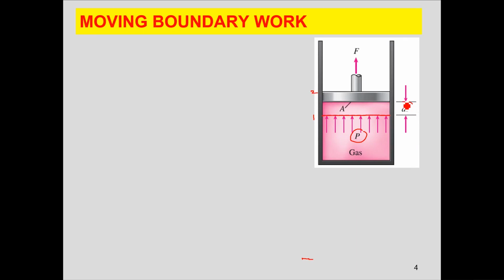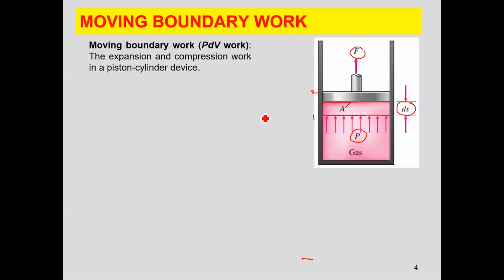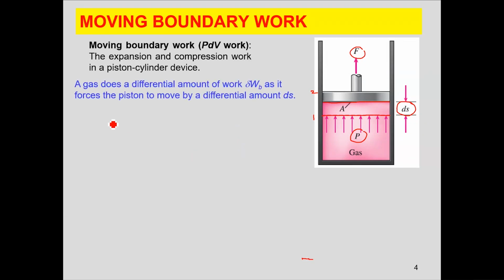Your system moved a distance of ds under the application of force F acting on this cross-sectional area. Now, if I have to determine the differential amount of work done as a result of this differential displacement, this is basically due to the expansion or compression of your piston cylinder assembly. The differential amount of work done by the gas is specified by an inexact differential, capital letter W specifying the boundary work, and B is a subscript which again is used for the boundary work. And this is done when the piston moves by a differential amount ds.